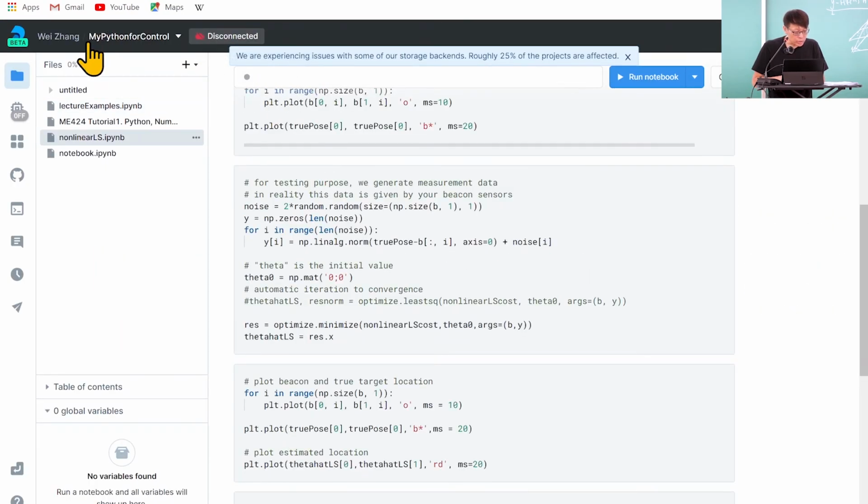So I've started using this DeepNote. I'm not sure whether any of you have tried this. I uploaded a video about DeepNote before. If you haven't seen it, okay, but it's very convenient.